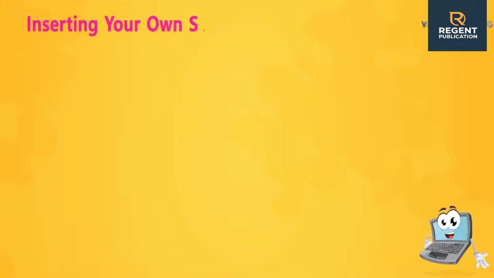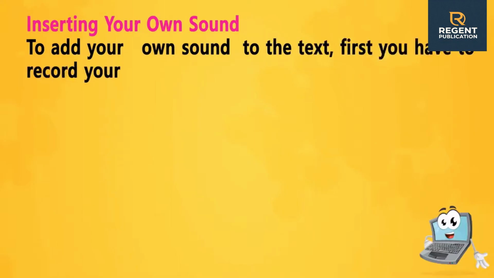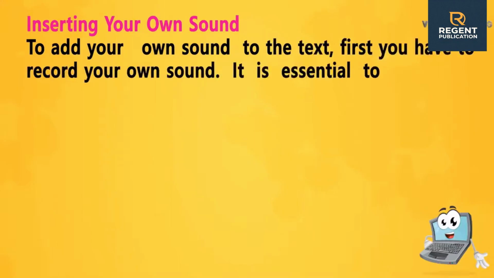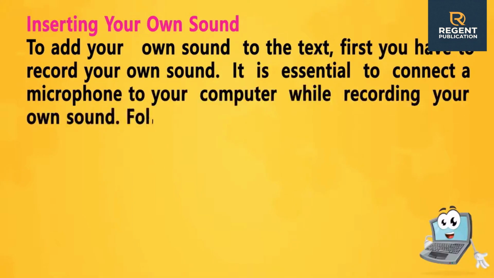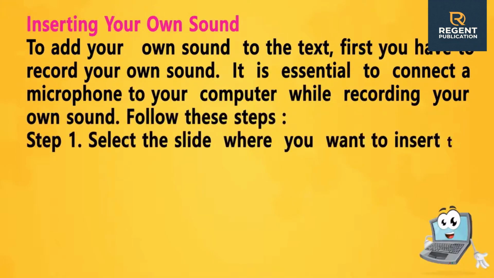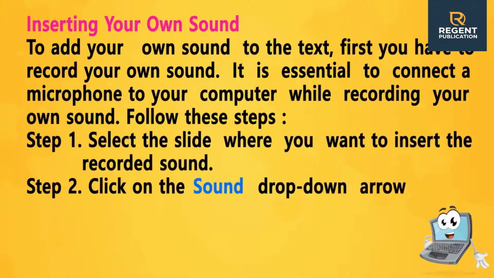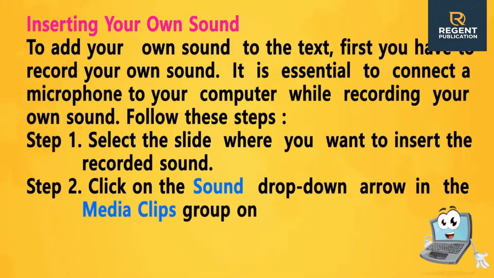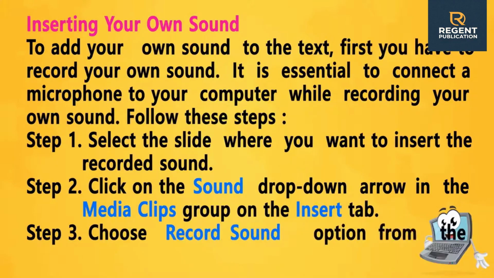Inserting your own sound. To add your own sound to the text, first you have to record your own sound. It is essential to connect a microphone to your computer while recording your own sound. Follow these steps. Step 1. Select the slide where you want to insert the recorded sound. Step 2. Click on the sound drop-down arrow in the Media Clips group on the Insert tab. Step 3. Choose Record Sound option from the drop-down menu.